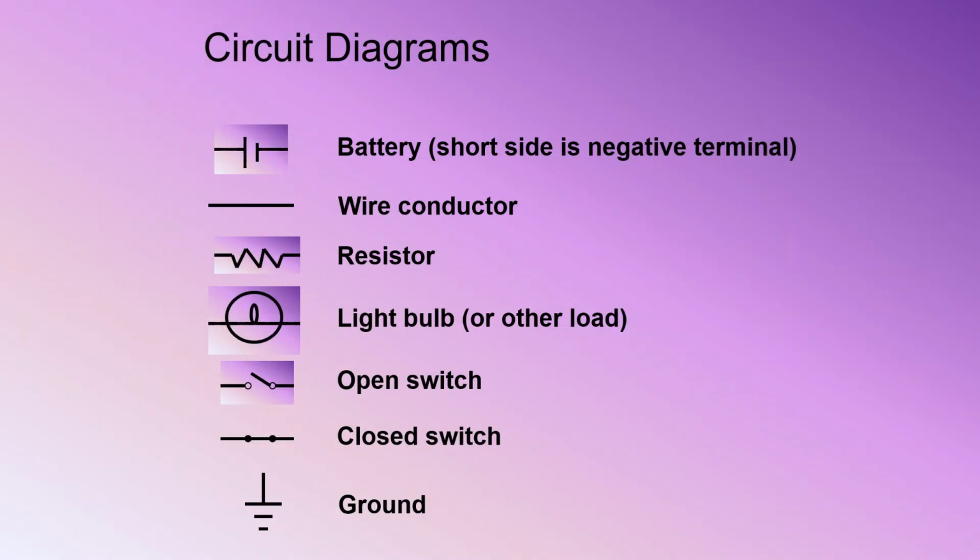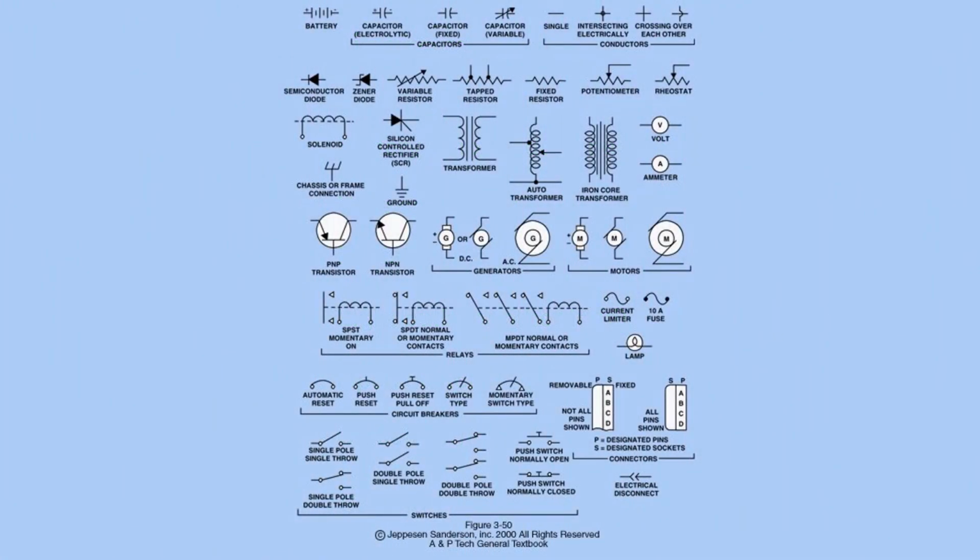Pictured here, you will see a few of the electrical symbols you will need to know for this course: a battery, a conducting wire, a resistor, a light bulb or some other load, an open and closed switch, and a ground. There are, however, literally hundreds of electrical symbols we will work with as an aviation maintenance technician. Many of them you can find in Advisory Circular 43.13.